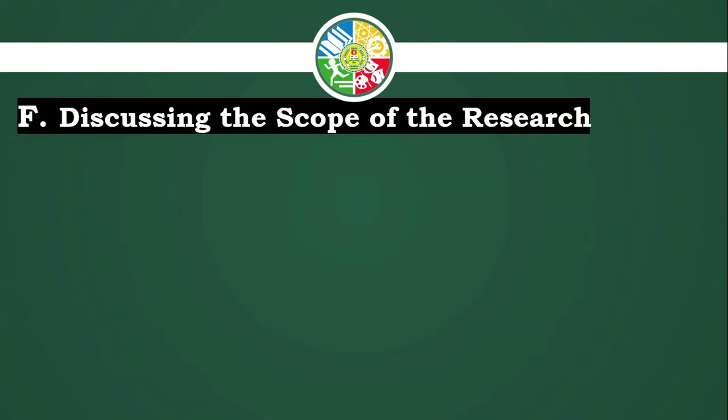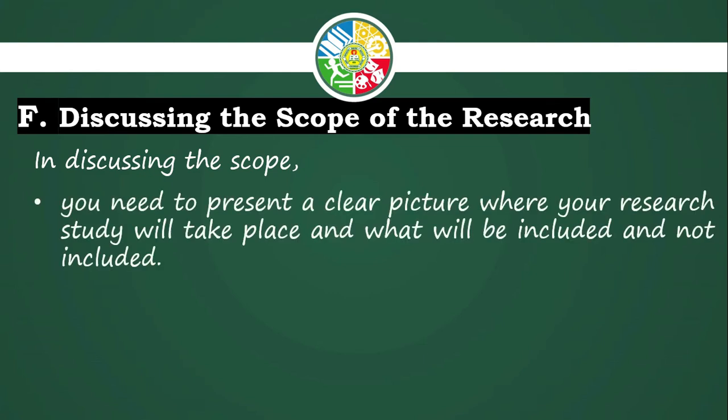Discussing the scope of the research. What does scope mean? This scope is actually a very easy one to make. Let's just read the definition. You need to present a clear picture of where your research study will take place and what will be included and not included. So, scope is where you write the information about the location, where you will conduct the research.